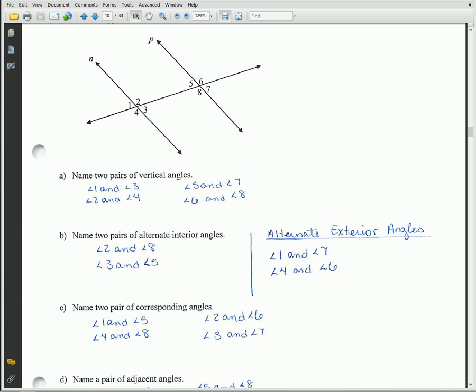Corresponding angles are on the same side of the transversal, and one has to be exterior and one is interior. So 1 and 5, 4 and 8, 2 and 6, 3 and 7. And adjacent, those are easy. 1 and 2, 2 and 3, 3 and 4, 4 and 1.